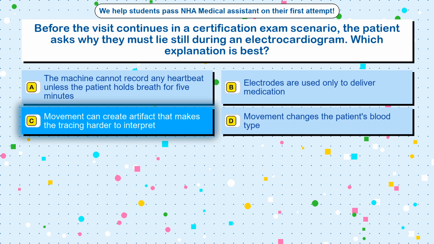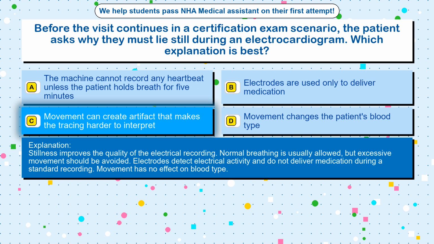The correct answer is option C. Movement can create artifact that makes the tracing harder to interpret. Stillness improves the quality of the electrical recording. Normal breathing is usually allowed, but excessive movement should be avoided. Electrodes detect electrical activity and do not deliver medication during a standard recording. Movement has no effect on blood type.